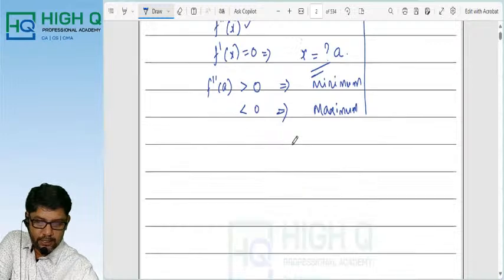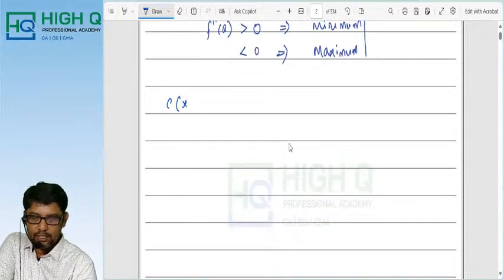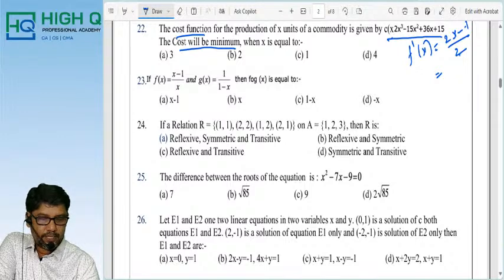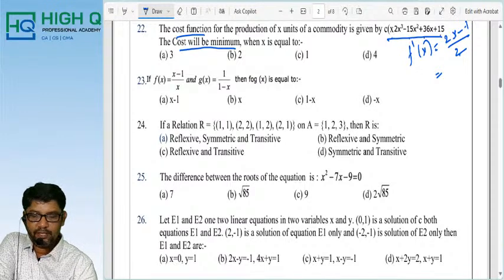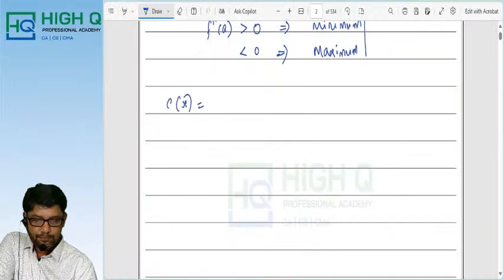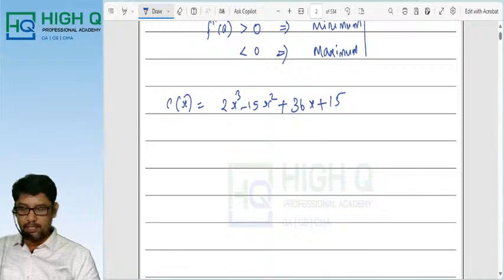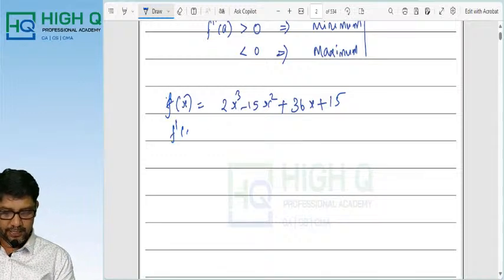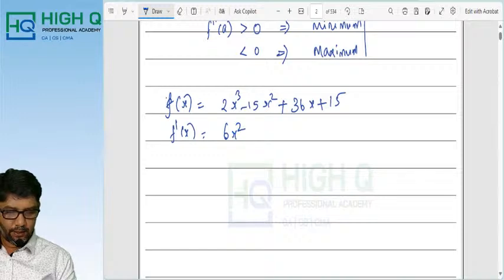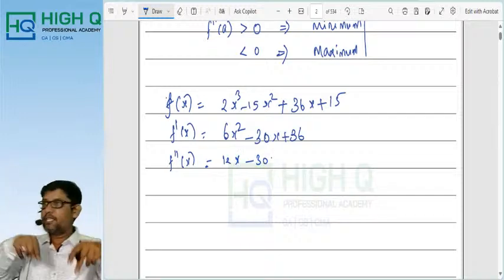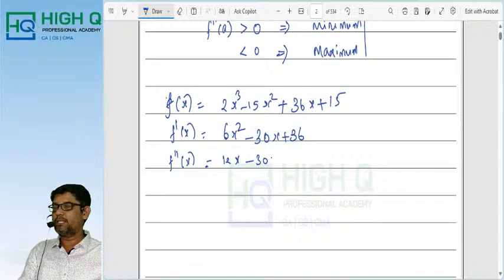Now what is C of x, my dear? That is the cost function. What is given? Cost function is 2x cube minus 15x square plus 36x plus 15. Am I right, my dear? Now find F dash of x. What is it? 6x square minus 30x plus 36. Am I right, my dear? Next, find F double dash of x also. What are you going to get? 12x minus 30.